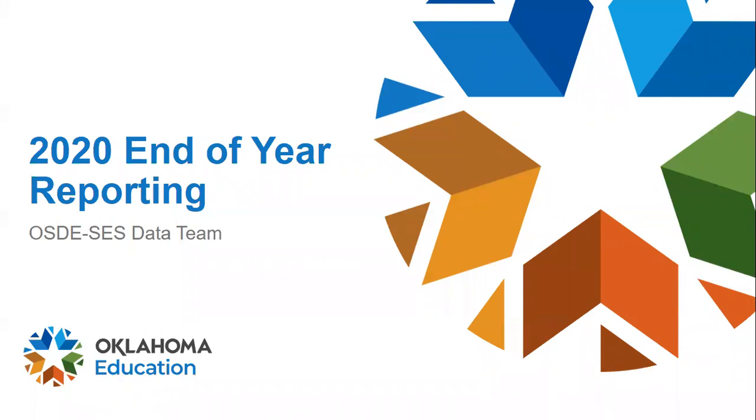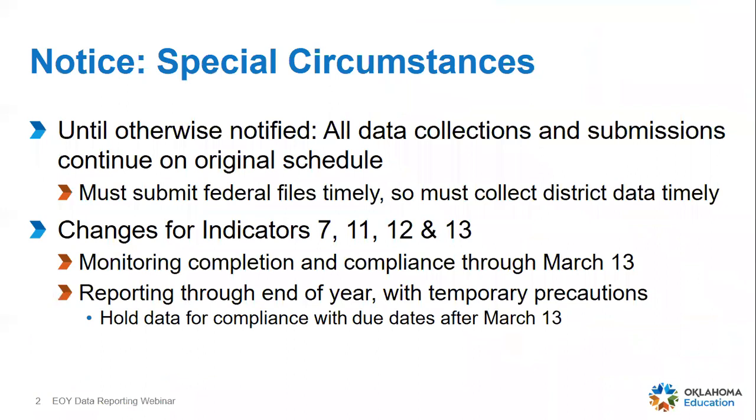Okay, so to get started, it's special circumstances. Unless you hear otherwise, all data collections and submissions are on the original schedule. We have to submit federal files timely in November, so we must collect district data in a timely manner, so we don't have any delays in that. We do have a few changes though, specifically for indicators 7, 11, 12, and 13. I will talk about those specifically when we get to them in the next section. So just hold off on those details.